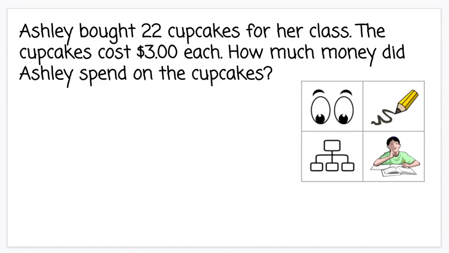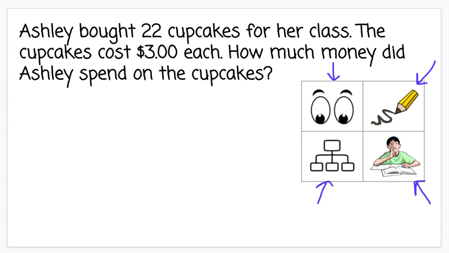All right, today we're going to use a four-step method to help us solve some word problems. So I know that my four steps are: read the problem twice, circle and underline important information, draw a model, and solve and check for reasonableness. So let's start with our first problem.